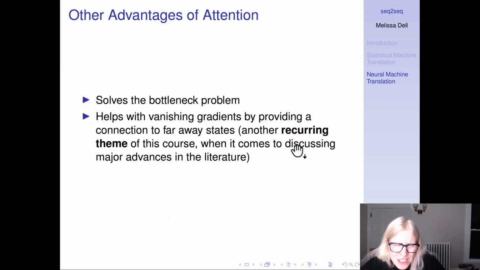There are other advantages to attention. It solves the bottleneck problem that we just saw. It also helps with vanishing gradients by providing a connection to faraway states. So again, this is going to be a recurring theme in this class: when we see major advances in the literature, oftentimes they occur by helping us to solve vanishing gradient problems, because that allows us to have larger and larger networks that give more and more expressive possibility.